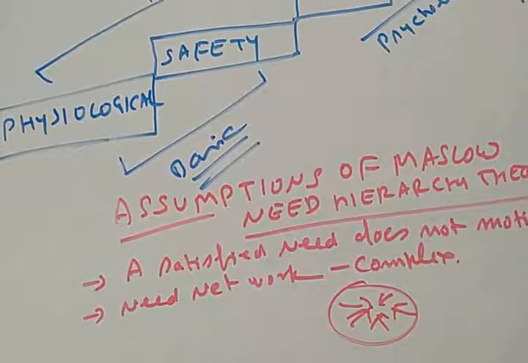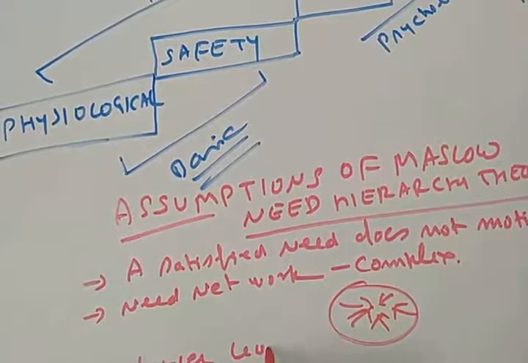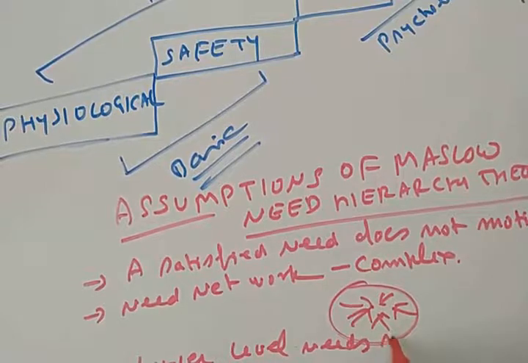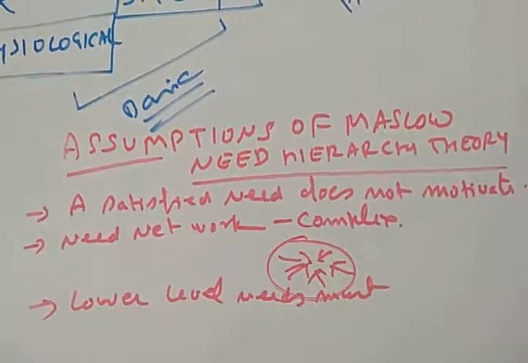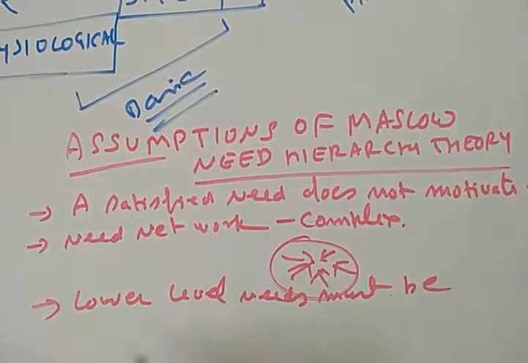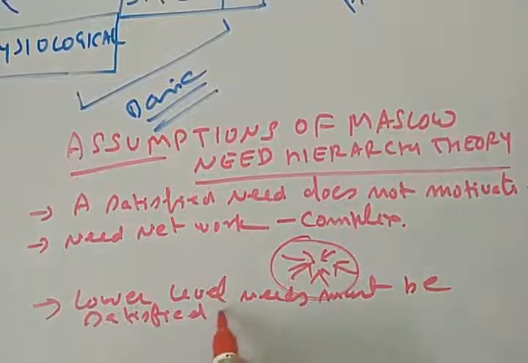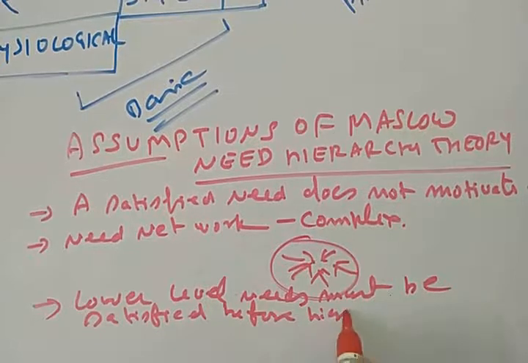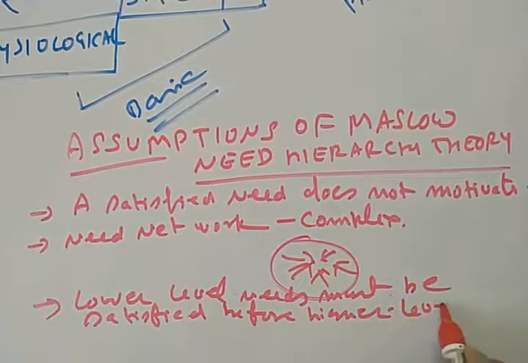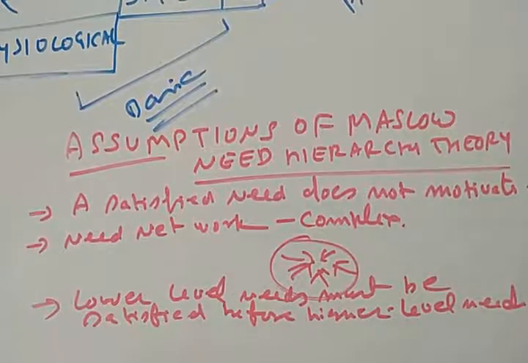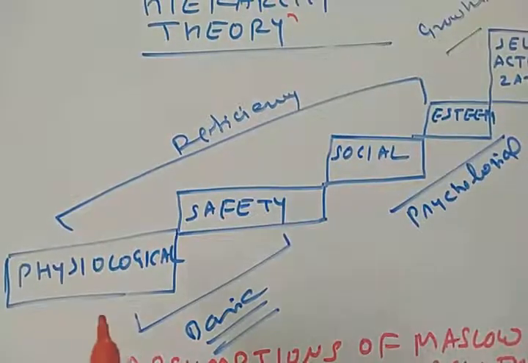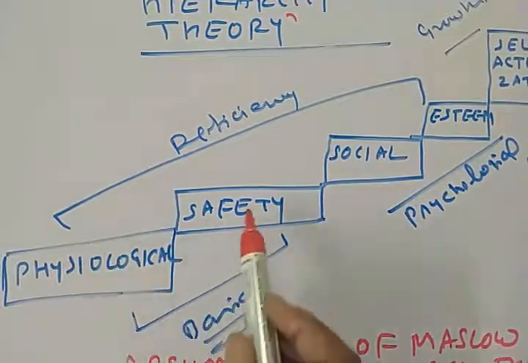Next assumption is in general, lower level needs must be satisfied before higher level needs. This is a very important assumption. First of all, you will fulfill lower needs. If you see here in these stairs, these needs will be satisfied before this need.